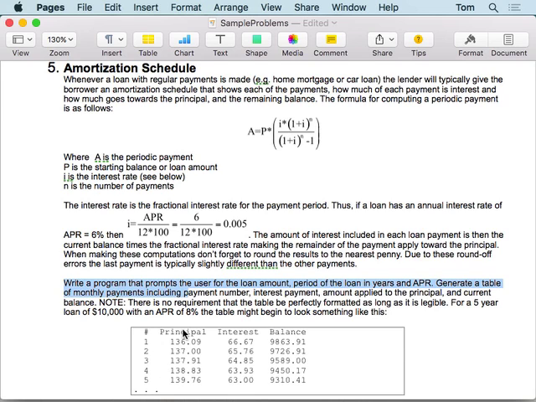So we're going to tell them how much you're paying in principal, how much you're paying in interest per payment, and the remaining balance that still needs to be paid off every time we make a payment.